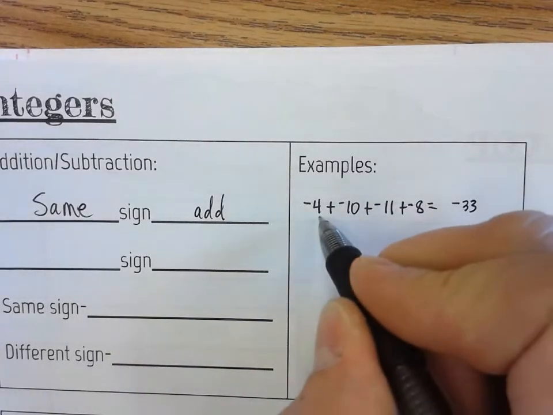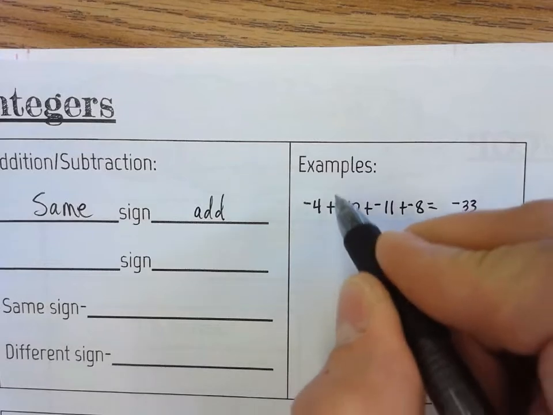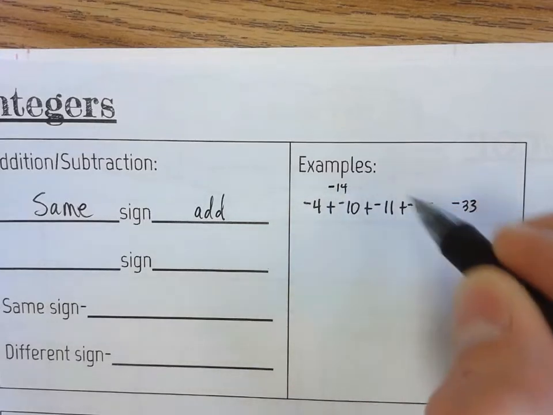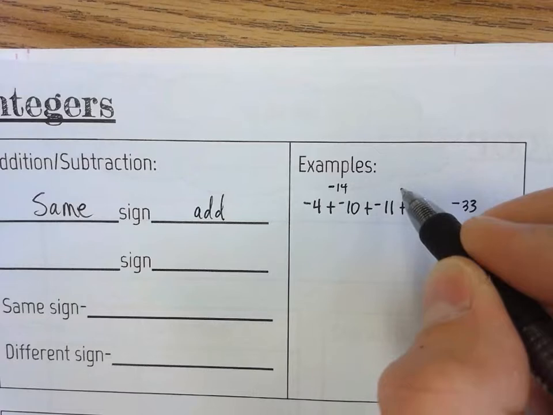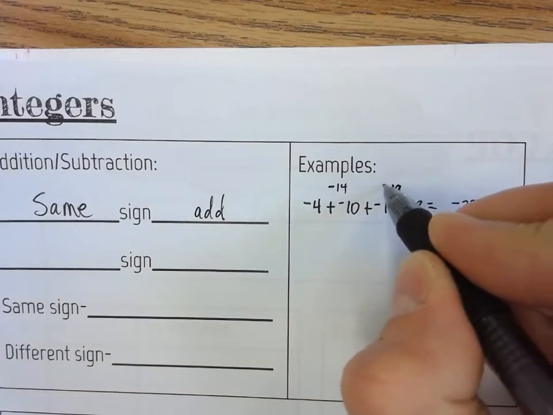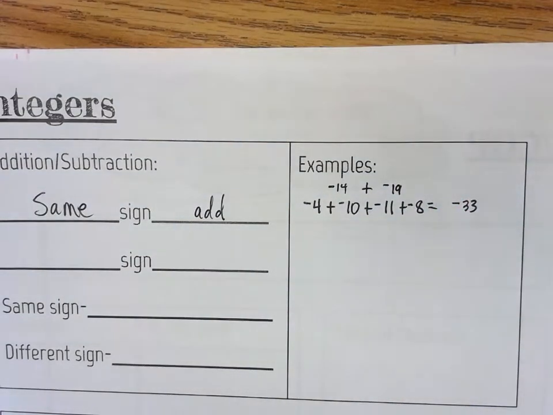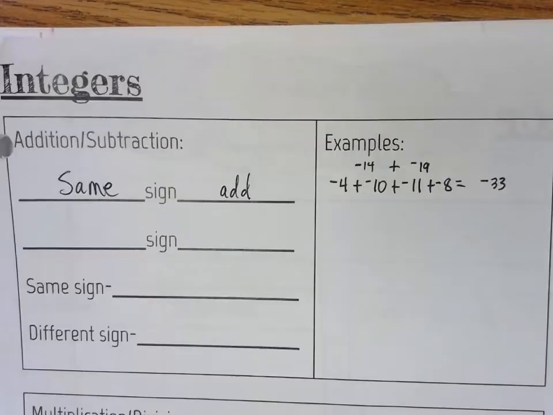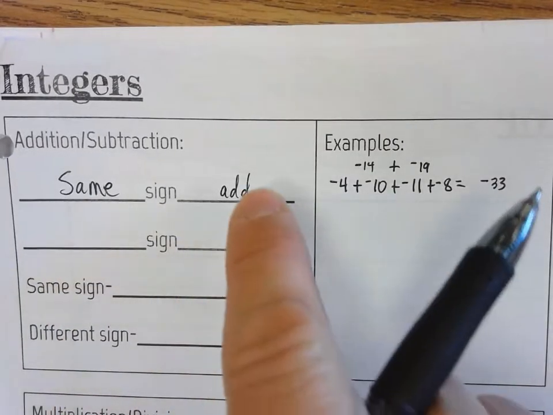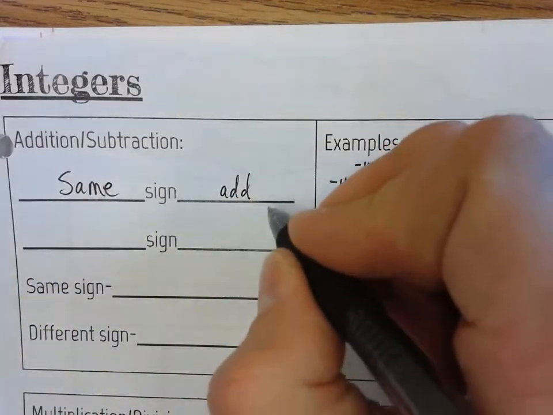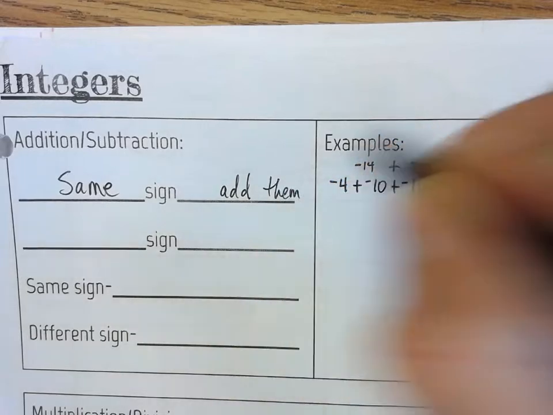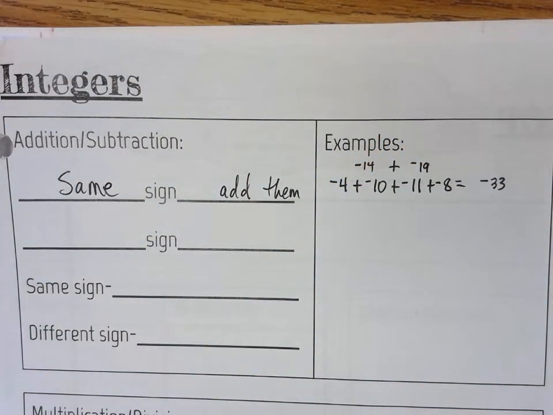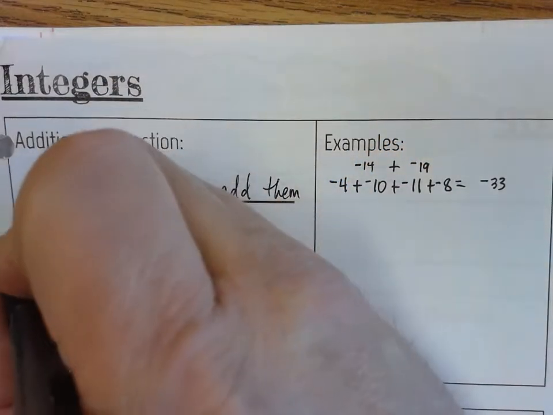Or you could put them together: you could say that those two are -14, and those two would be -19, and then you just add those two together and you get -33. So if they have the same sign, you add them just like you normally would if they were positive numbers. Now, here is the key to the whole thing.